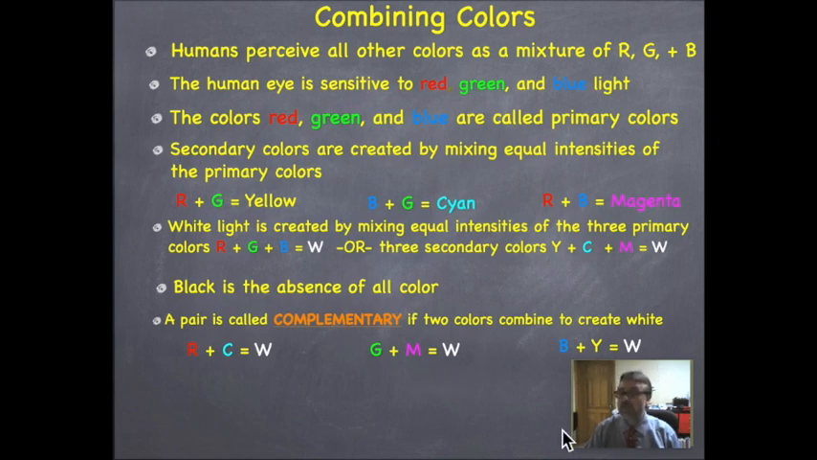Blue and yellow will make white. Yellow is a mixture of red and green light. If I add in the blue light, I will perceive white.